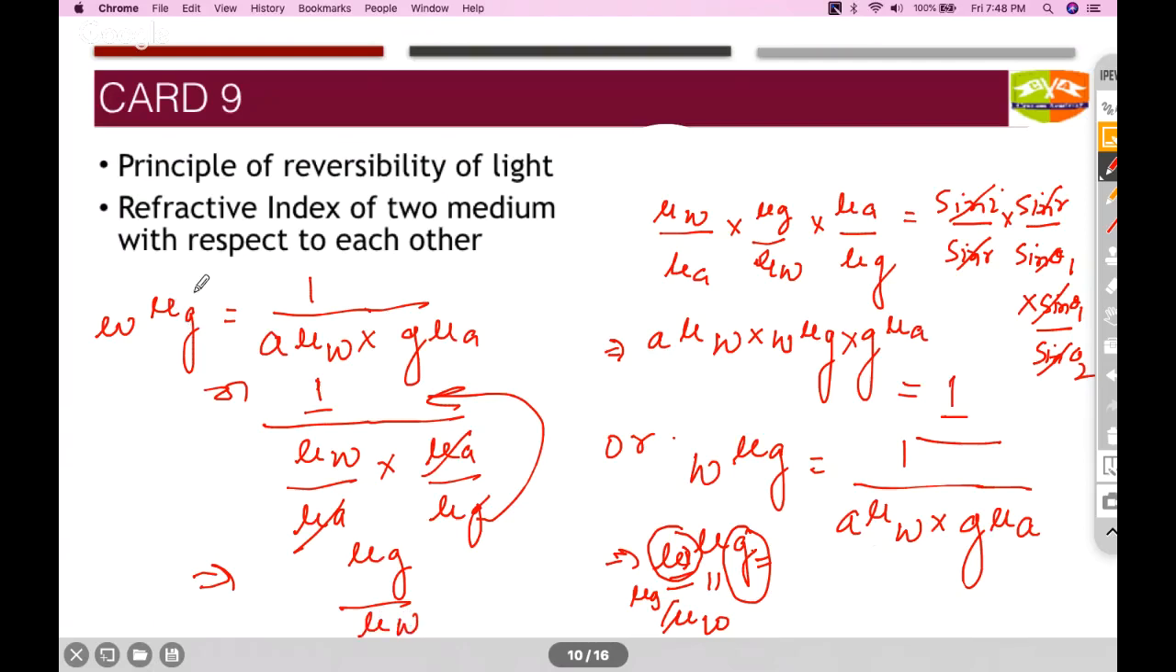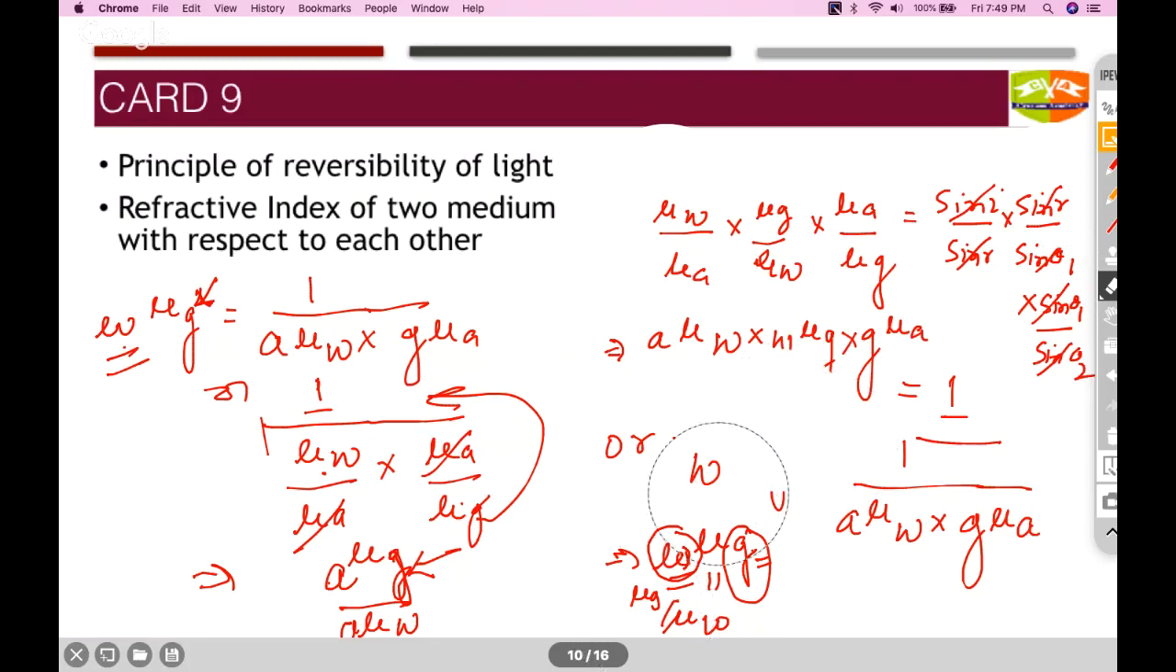So the refractive index of glass with respect to water is the refractive index of glass with respect to air, if you don't cancel it out, this will become mu g by mu a, so refractive index of glass with respect to air, and this is mu w by mu a, so refractive index of water with respect to air. So this is how you have to prove it. You take an example of glass and water as I took, and you prove that the refractive index of glass with respect to water is the refractive index of glass with respect to air divided by the refractive index of water with respect to air. So that's how you prove this.